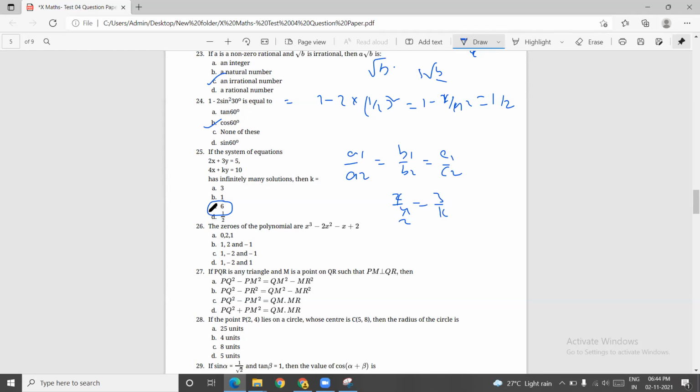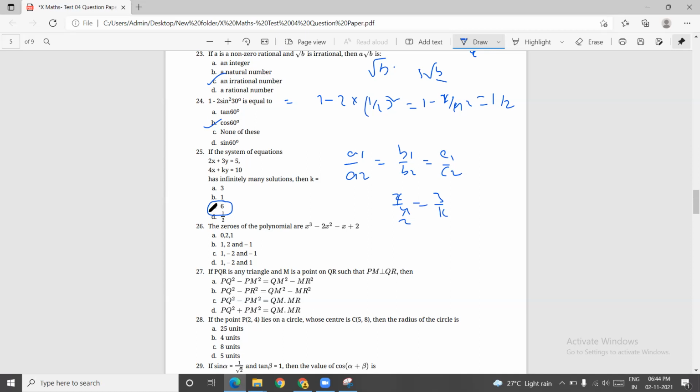So what are the other possibilities? If I am substituting 1, all options contain 1, so no need to check with 1. The options are 2, minus 2, minus 1, 1. Minus 1 also no need to check, because I already told you about 1. Check with 2. That is one option.